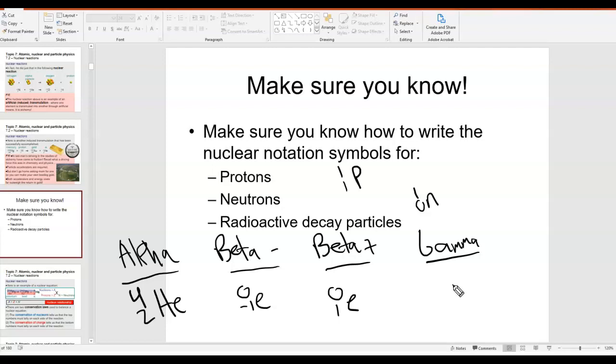And then gamma is just 0, 0. It's not super common to see gamma. The symbol for that looks like a fancy looking Y. Okay, so just to kind of recap those things.